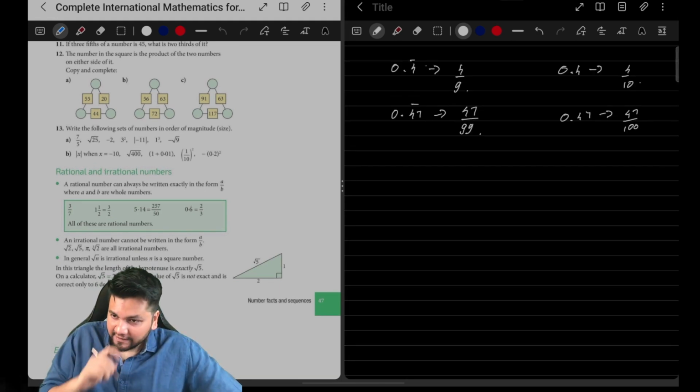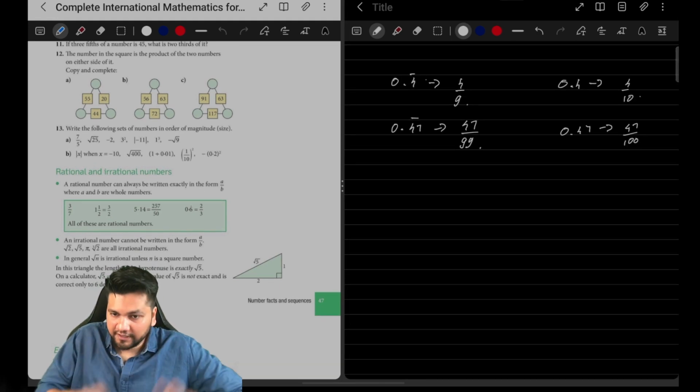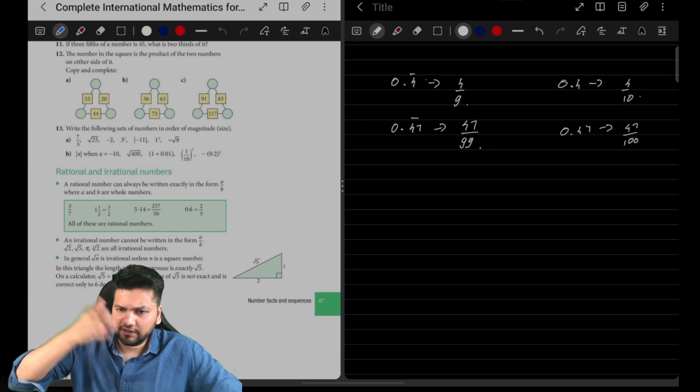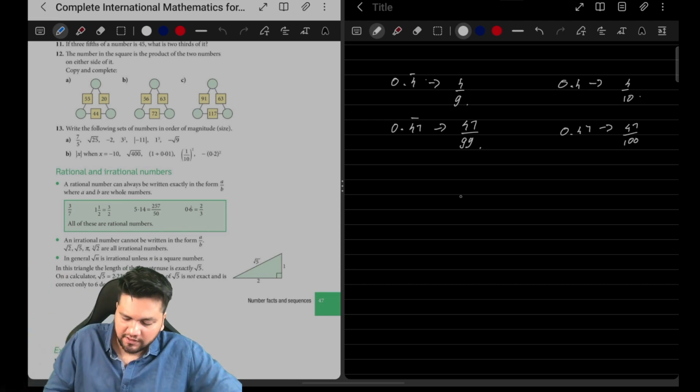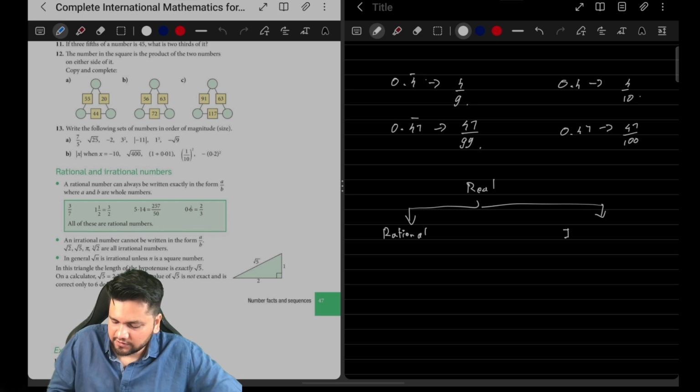Now if I want to categorize numbers: numbers are divided into real numbers and complex or imaginary numbers, and the real numbers are divided into two categories. One is rational numbers, which are in the form of p by q, and the other is irrational numbers, like root 3, root 7. Root 9 is not irrational because root 9 can be written as 3, so that is a rational number.